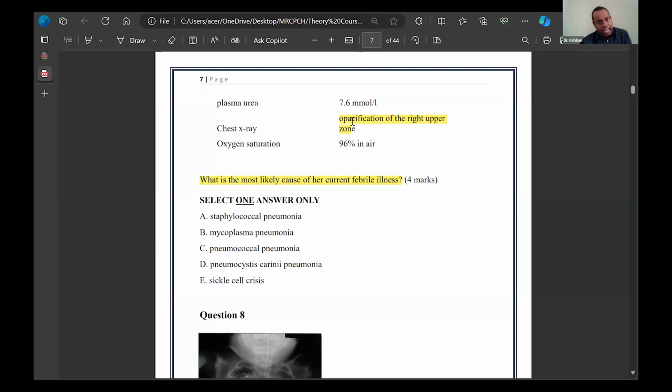Right. Okay. Now here, we need to know that it is unlikely to be sickle cell crisis. Now, sickle cell crisis could be ongoing. That's a different thing. But that is not the reason for the current febrile illness. Sickle cell crisis per se will not cause fever, right? So that is unlikely. And then sickle cell crisis per se can cause chest syndrome, right? Sickle chest syndrome can cause infarctions.